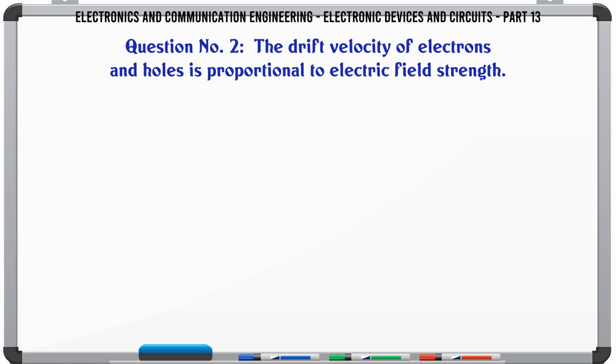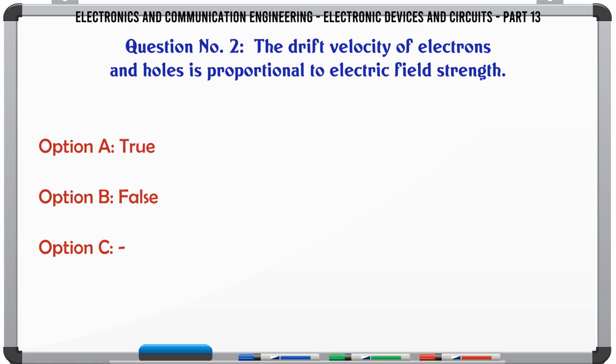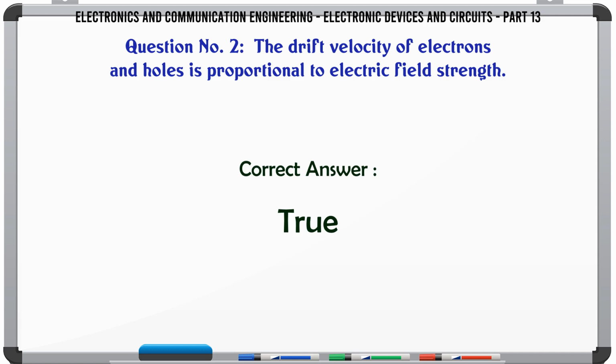The drift velocity of electrons and holes is proportional to electric field strength. A. True, B. False. The correct answer is true.